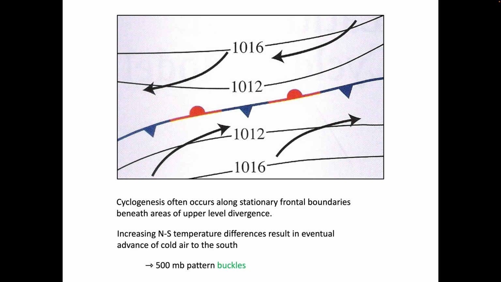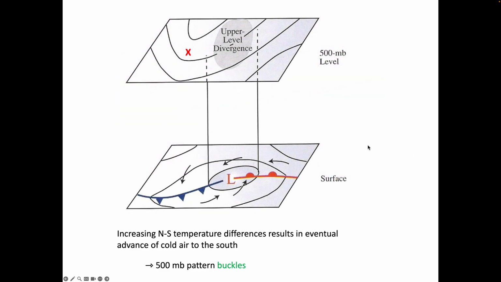And eventually what will happen in terms of the upper level flow is that we'll typically get some sort of a buckle in the mid-tropospheric or the 500 millibar pattern and the formation of a trough-ridge system, which will then kick off an area of upper level divergence, and then we'll have the formation of a low somewhere along this stationary boundary. So here's how it would look once we get that buckle.